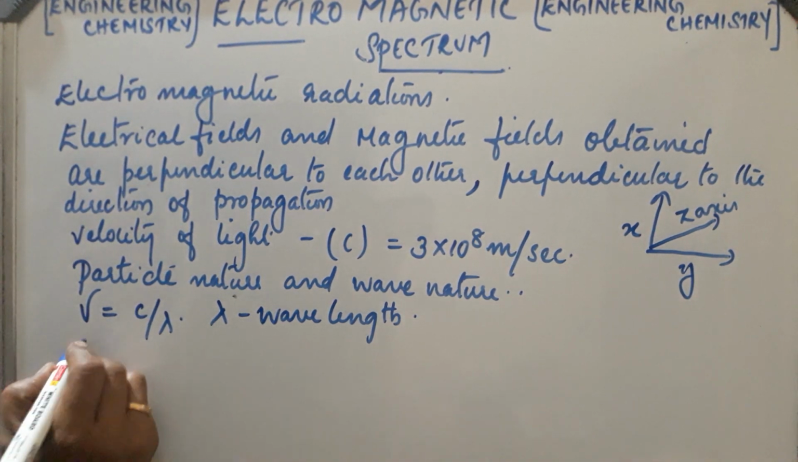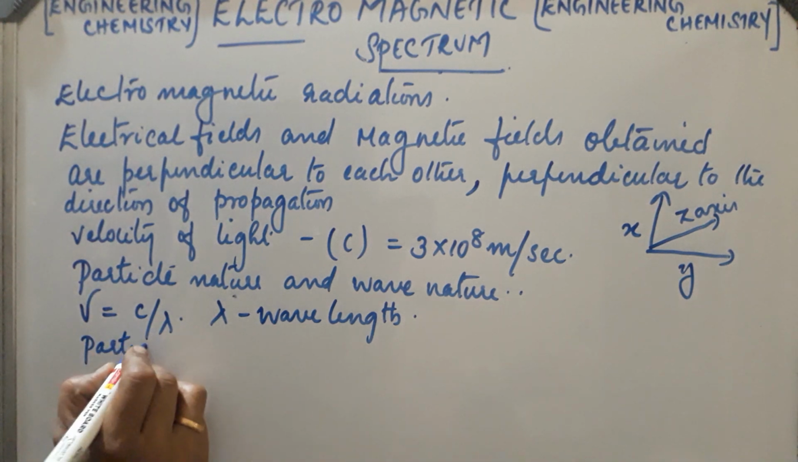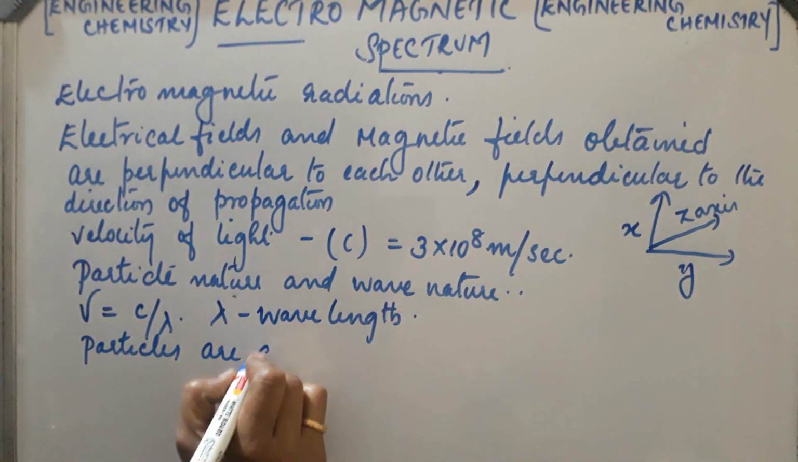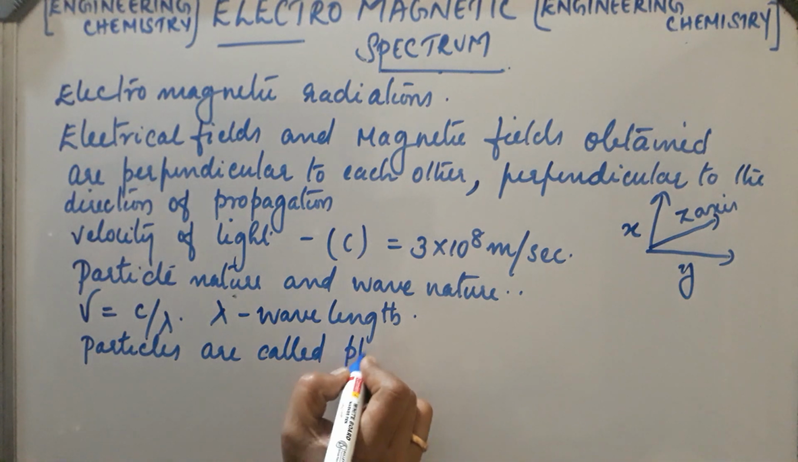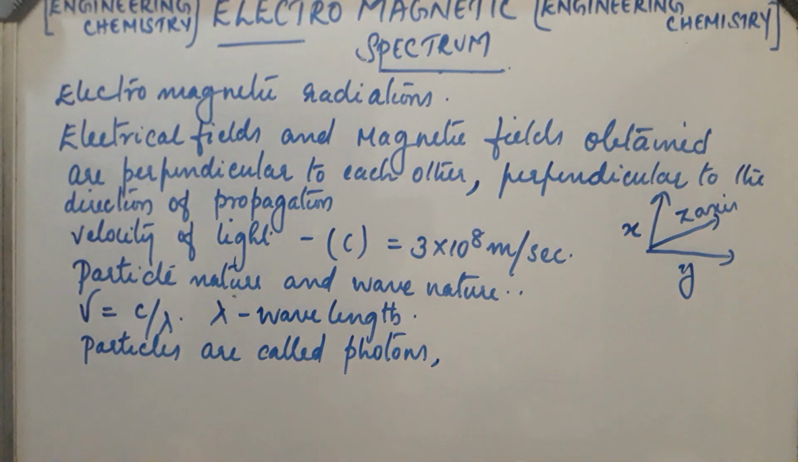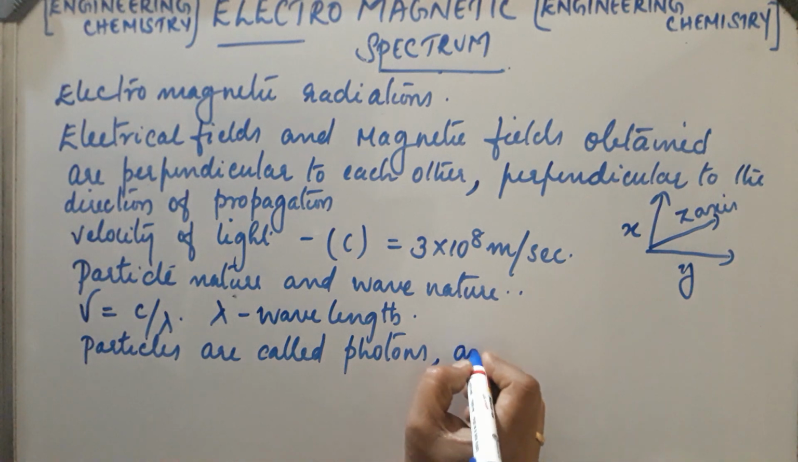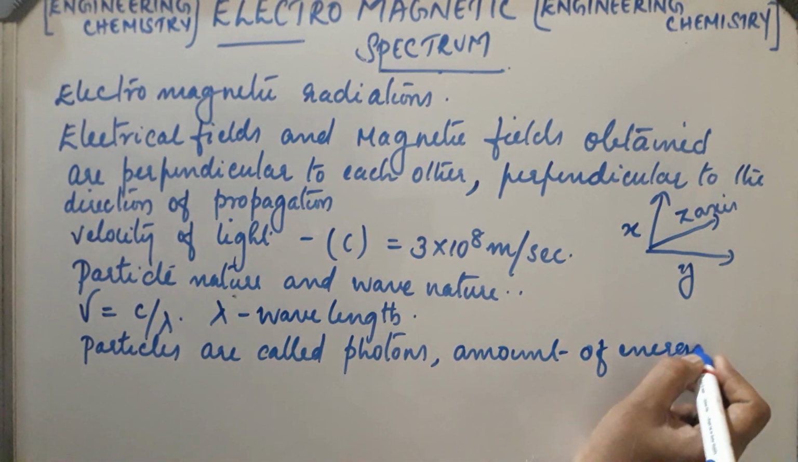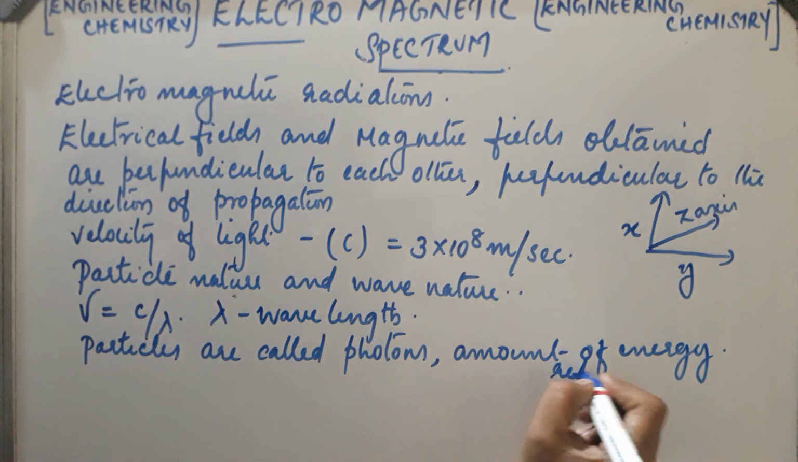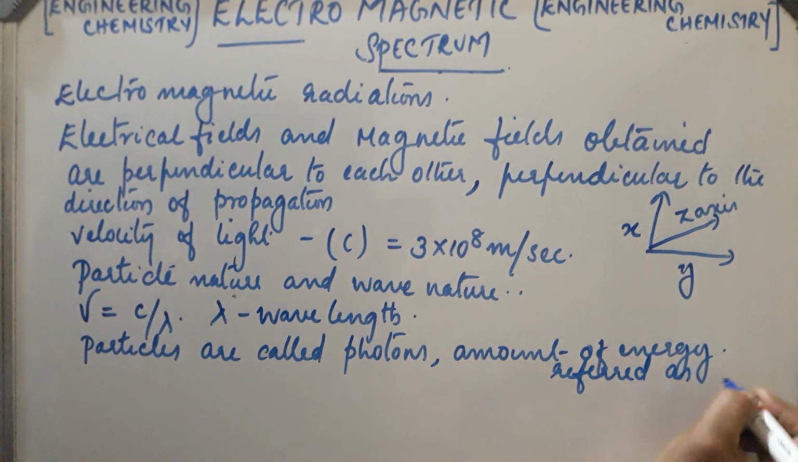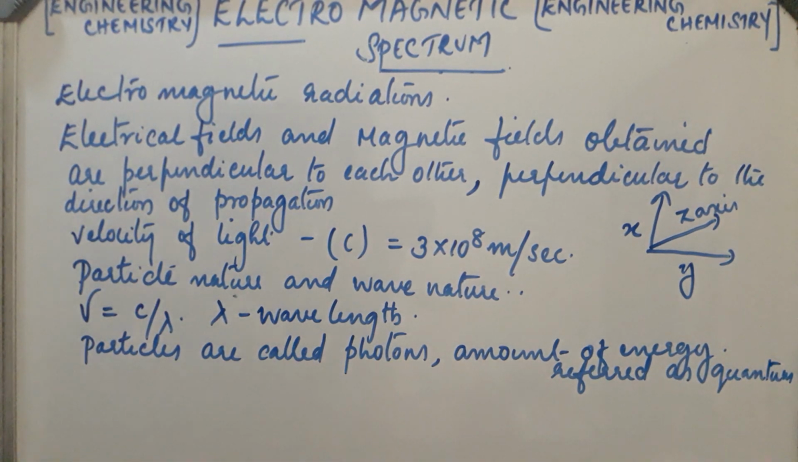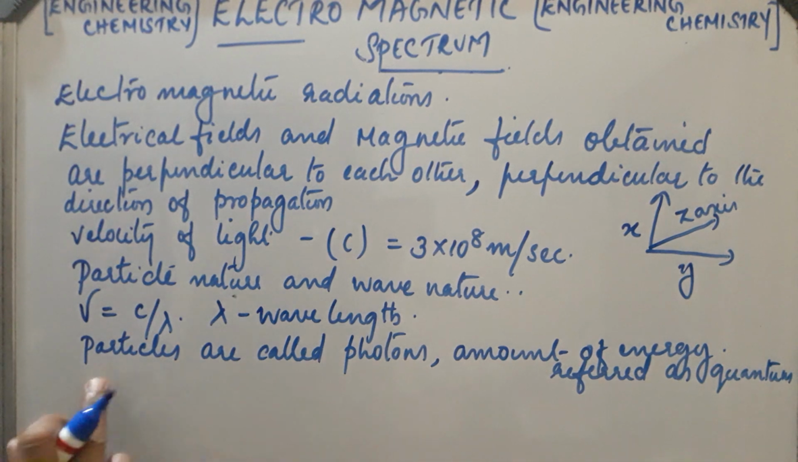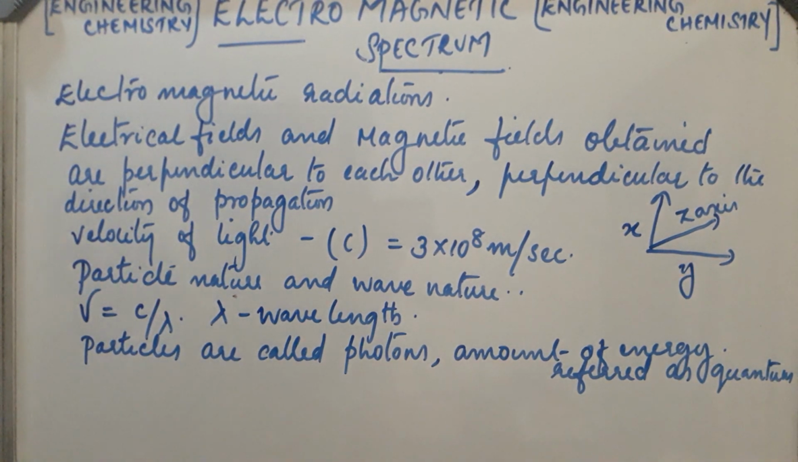Now, according to particle nature, these particles are called photons, and these photons possess a certain amount of energy, referred to as a quantum. So photons possess a quantum amount of energy, and this energy is represented as a quantum.